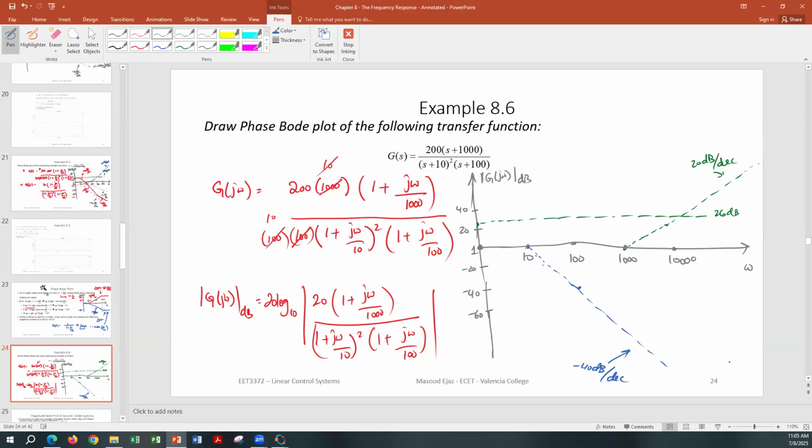And the third one, negative 20 at 100. So starting at 100, at 1000, it's going to drop by negative 20. And then it will extend. Okay, so these are our individual lines.